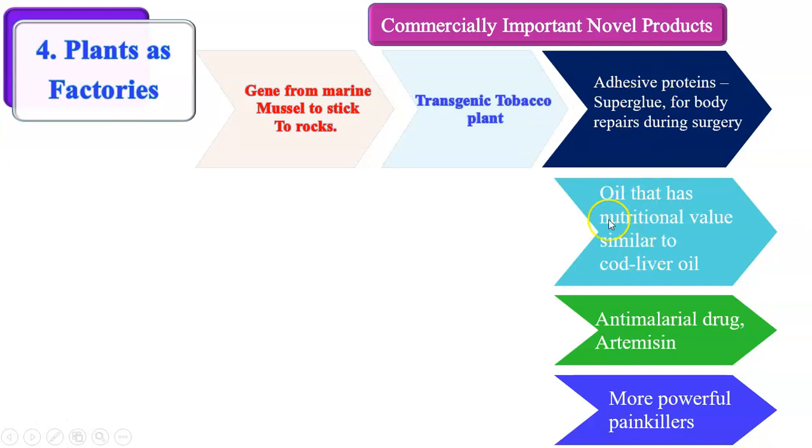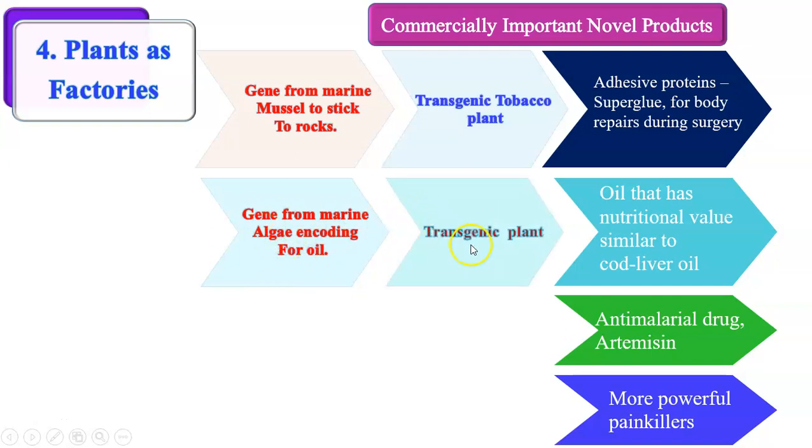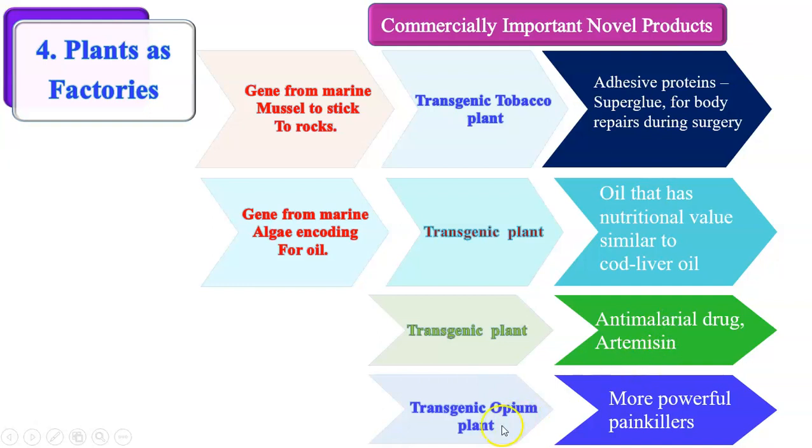For oil, which is similar to cod liver oil, the gene from marine algae which encodes for oil is taken and is introduced into suitable transgenic plants from which the oil gets extracted. Suitable transgenic plant is used for the production of this anti-malarial drug, and the opium plant is used for making more powerful painkillers by using recombinant DNA technology. The opium plants are transgenic opium plants.